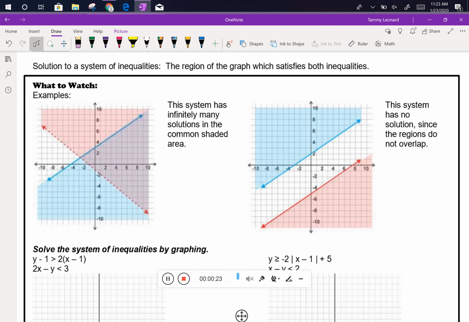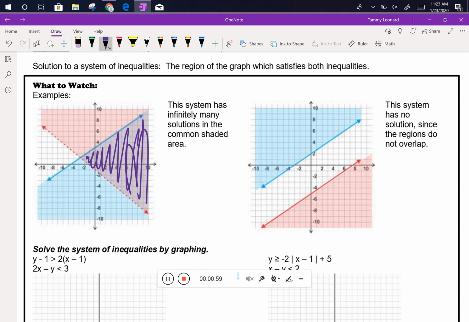So if you look at the first two examples that are given to you ahead of time, you can see the one on the left, there's the blue shaded region coming from below the solid line, and then the red shaded region coming from above the dashed line. So the region that would actually be the solution is this overlapping region in here. So all of the points that are either on the blue line bounding that region or above the red dashed line bounding that region, and all the points in that overlapping region, there are infinitely many points that are part of that solution.